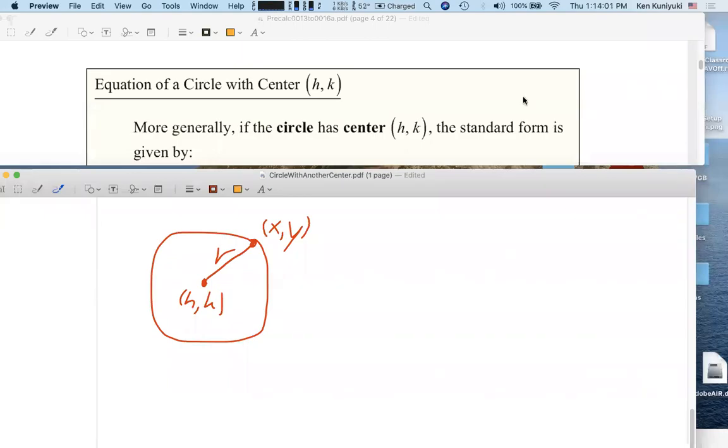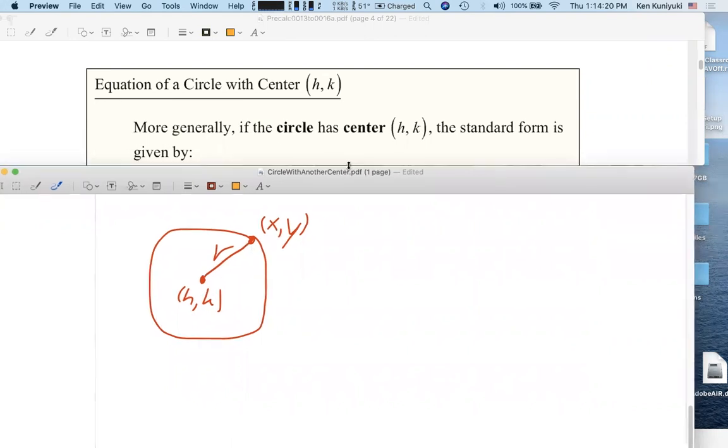Hi everyone. How do we get an equation for a circle in the xy plane with center h comma k, not necessarily the origin, and radius r? We want all points x comma y that have distance r away from this center h comma k. So what do we want here?